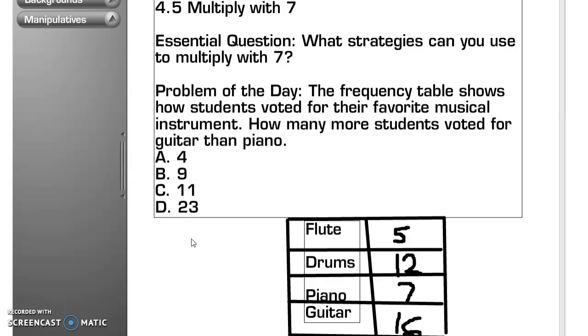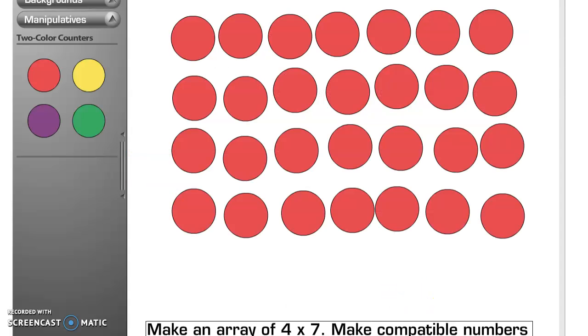Using the CUBES method, I know that the numbers are in this frequency table below. When I underline the question, it would be how many more students voted for guitar than piano. Our clue word that we would box would be the word than. That tells me that this is a subtraction problem. So I would take 16 minus 7, and that would equal 9. So my answer would be letter B.